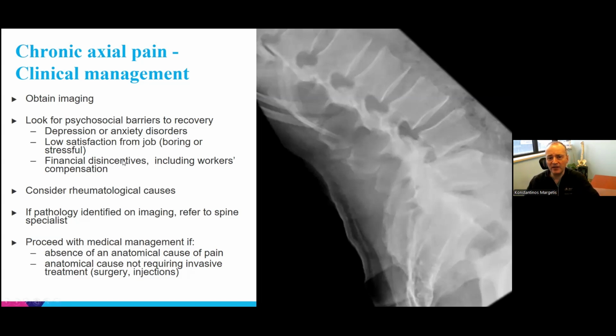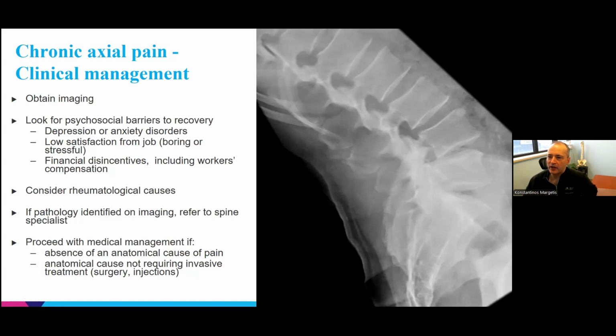In some cases, there are also other incentives, like workers' compensation, that might be a disincentive for the patient to admit that they are feeling better. We need to consider whether there is a rheumatological condition, and I'll mention some of the findings that will raise a suspicion for that. And if we get imaging and there is pathology there, then we need to get the opinion of a spine specialist.